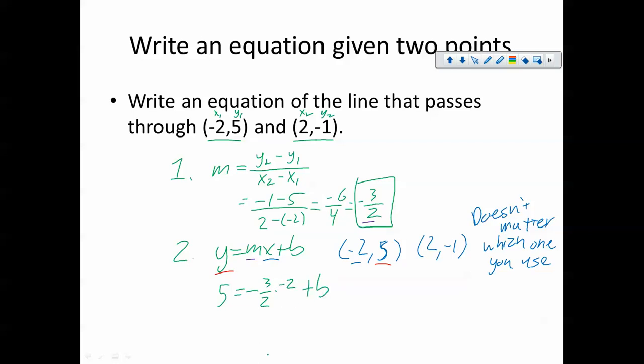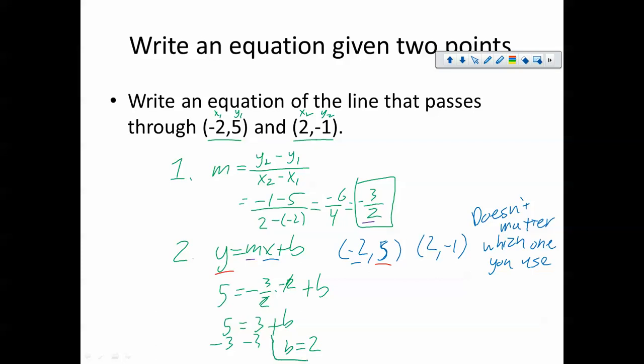So we got to multiply these together. Notice they're both 2's, so we can cross cancel. Do not let fractions scare you. Those will cancel. So it's negative 3 times negative 1. That's positive 3 plus b. Subtracting 3 from both sides gives us b equals 2.